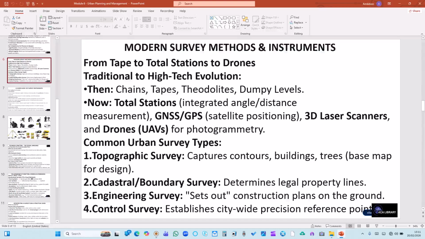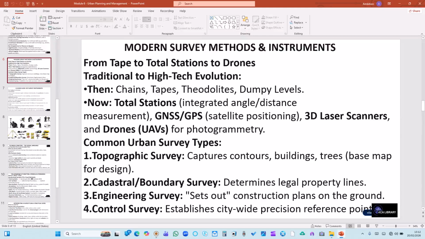But now it involves the use of total stations, which integrate angle and distance measurement, as well as GNSS, GPS, that is satellite positioning, 3D laser scanners, and drones for photogrammetry. So the modern trend involves the use of digital technologies such as GPS in surveying.